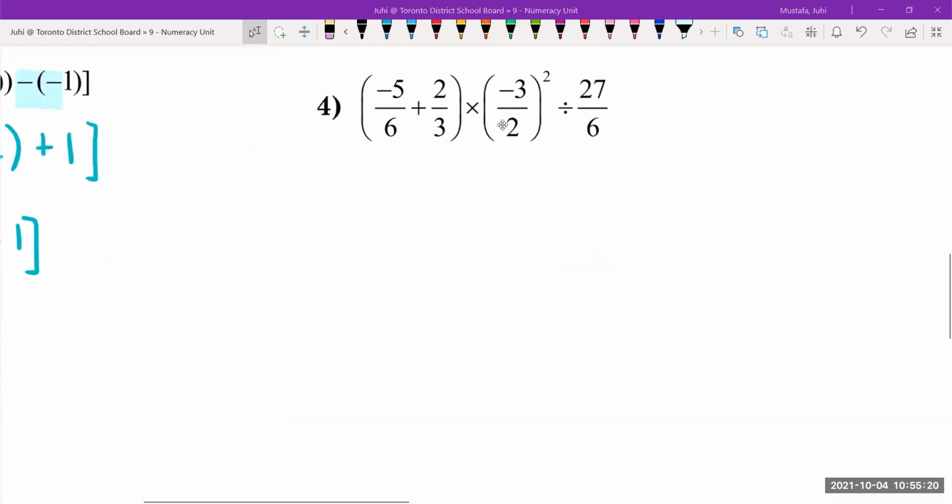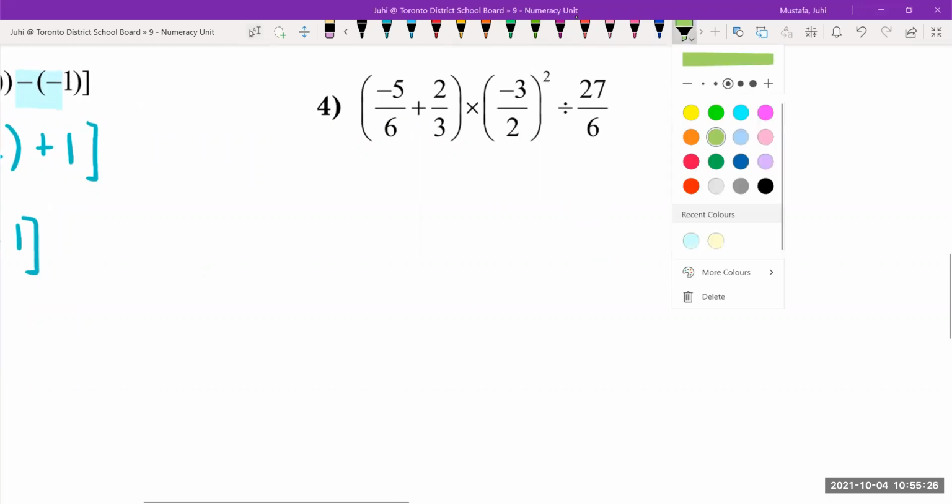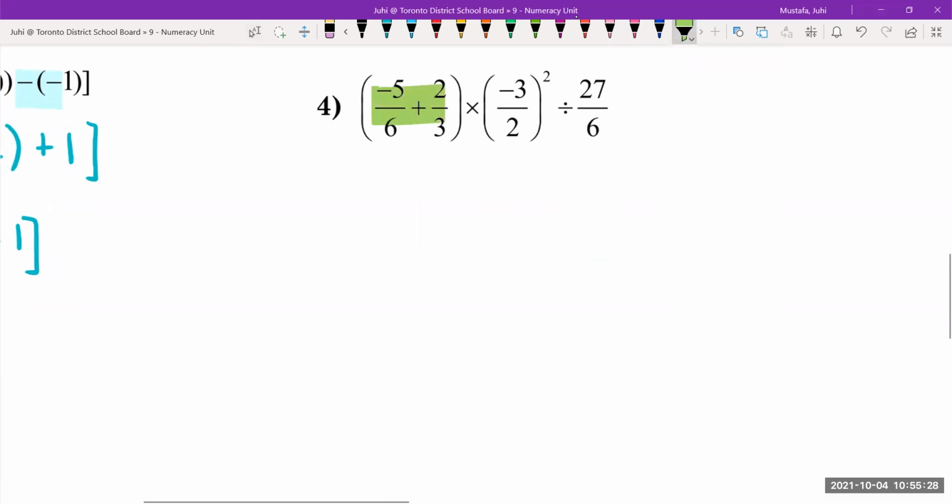So our last example has fractions this time. And what have I included in the fractions? So let's just look at this and break it down. We have these fractions in brackets. Then we have a multiplication sign. And we have a square. And then we have a division sign. And then we have this.